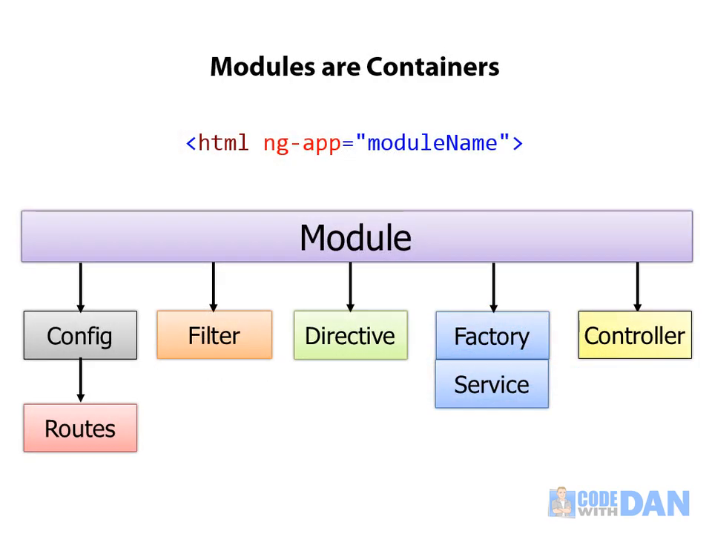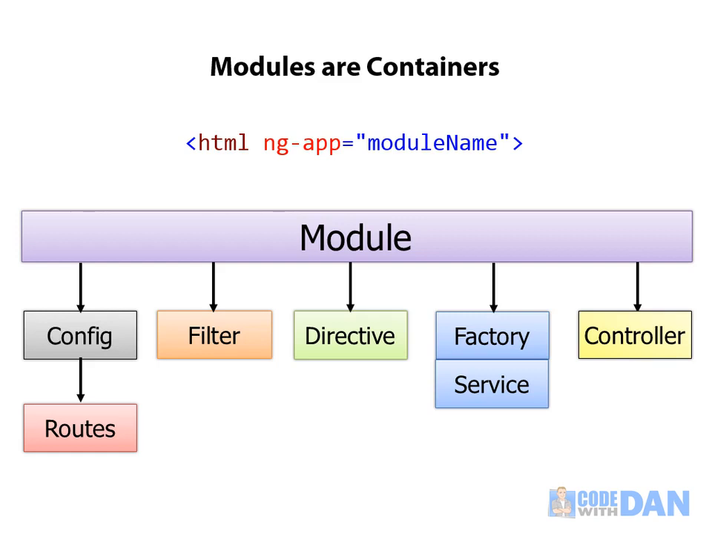So here's what it looks like as far as a module goes and the container concept. You can see that a module can hold routes and filters and directives and a lot of different things, including controllers over here to the right. And what we're going to learn about is how do we define an actual module.